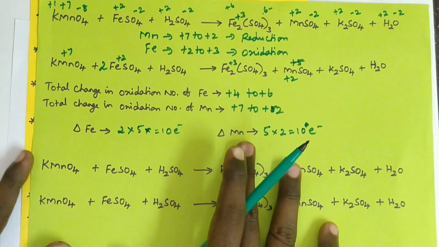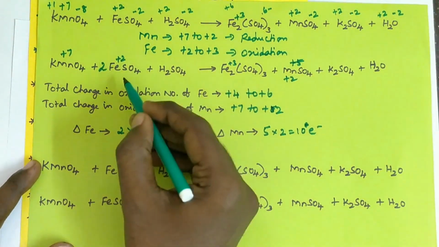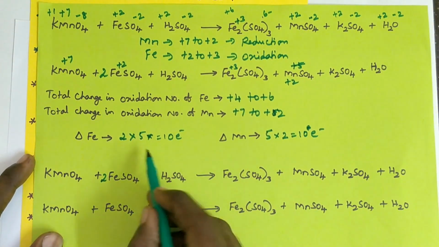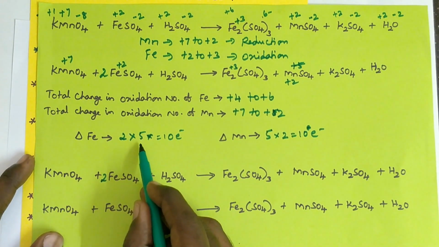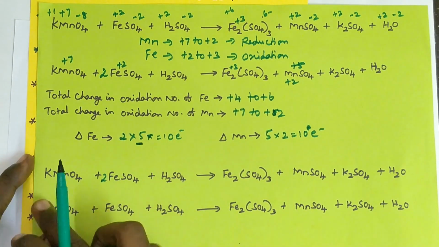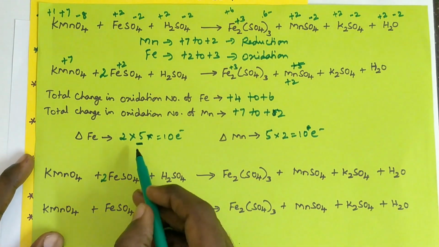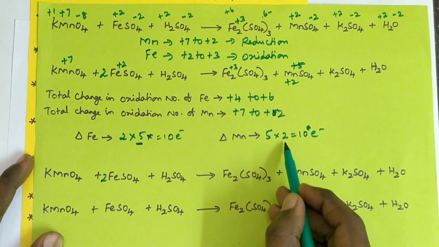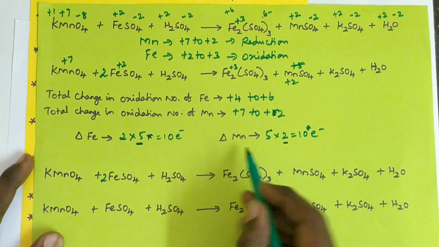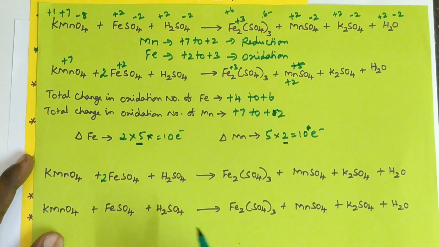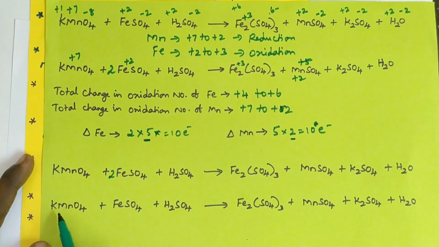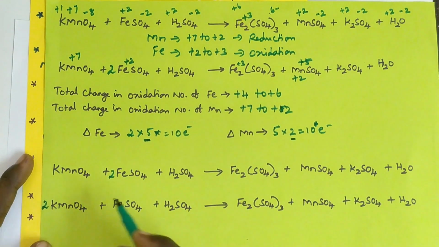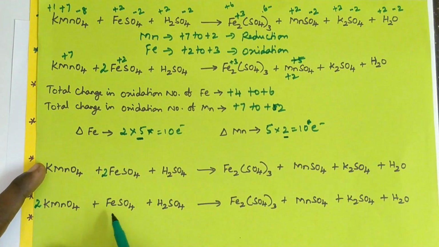Next step is very important. So already in the previous equation, balanced, it is 2 FeSO4. So in this case, iron we multiply the difference with the 5. So wherever iron is present in the equation, you have to multiply with 5. Similarly, for manganese, we multiply the number with 2. This 2 is multiplied with manganese wherever present in the equation. Here manganese is present, so manganese is multiplied by 2. So if we multiply by 2, we get 2 manganese.